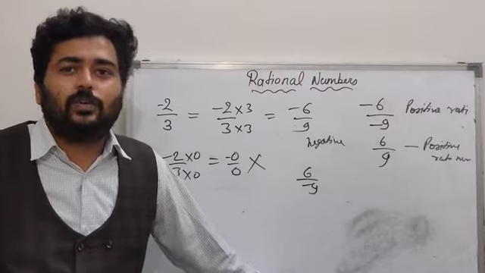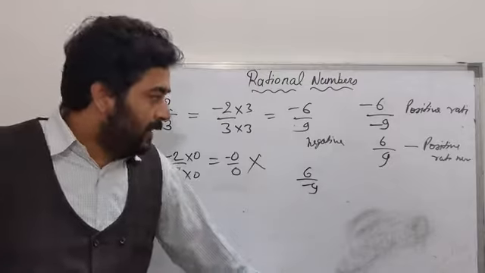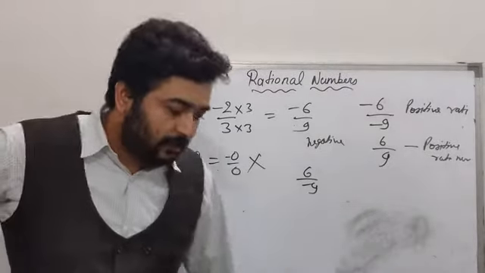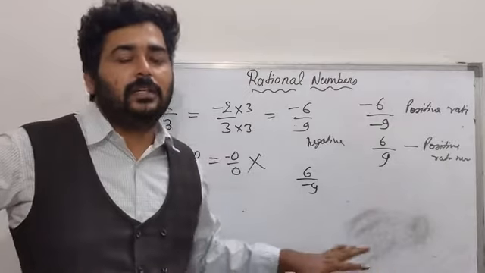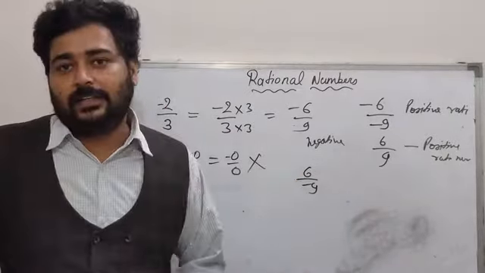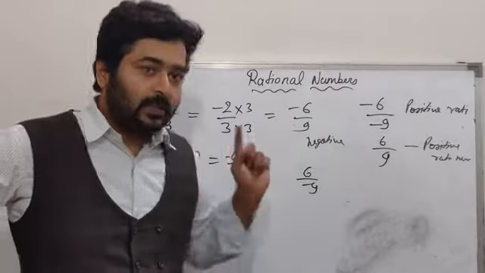No, no. This is not a standard form. Maths also has its standard form. Rational number also has its standard form. You have to write the rational number in its standard form. If the question comes that write this number in its standard form, then you have to write. So what does it mean?